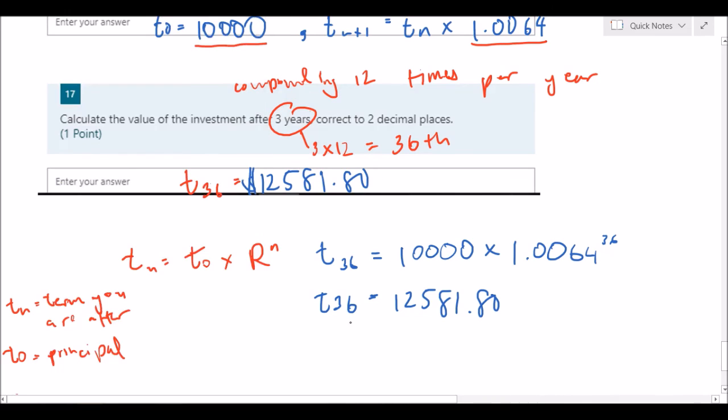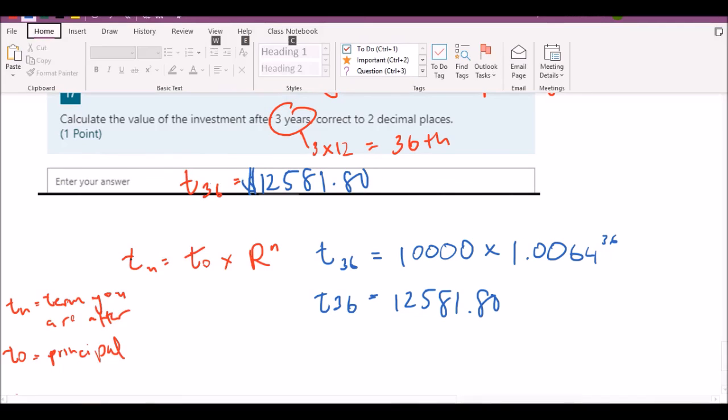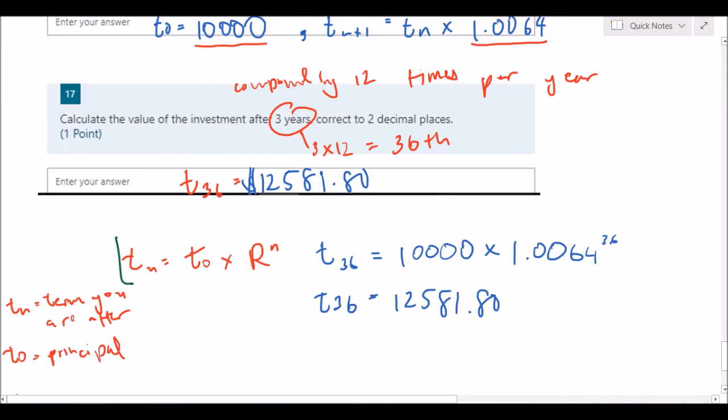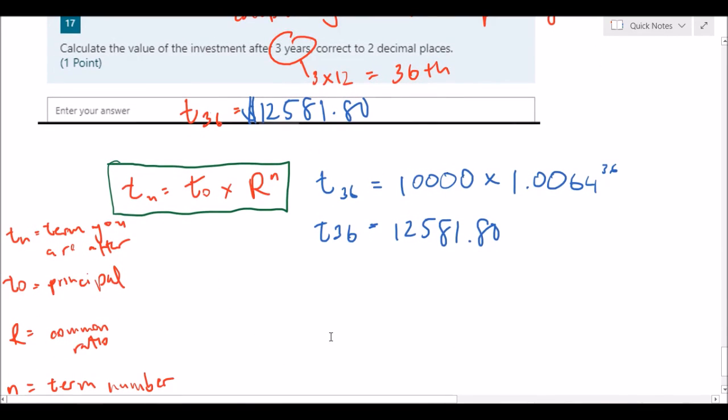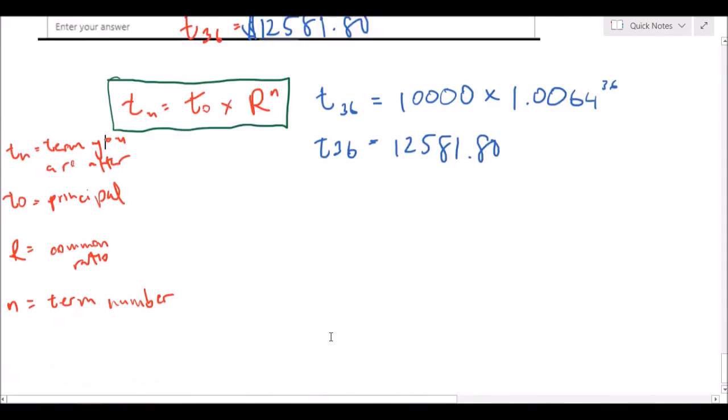So I would suggest that you use this formula to figure out high value terms, because it's just a lot easier. There will definitely be a question where you might be asked to find the 70th term or the 100th term. So you use this formula. And that's it for the solutions. Thank you.